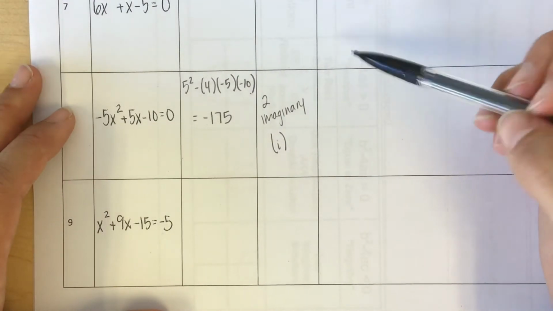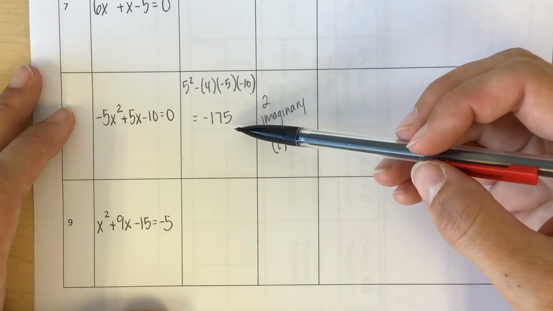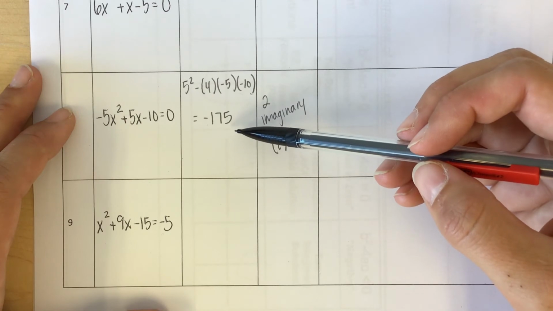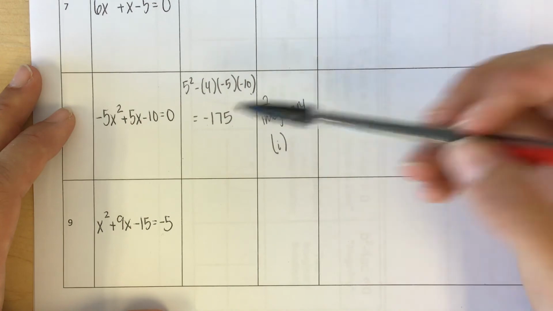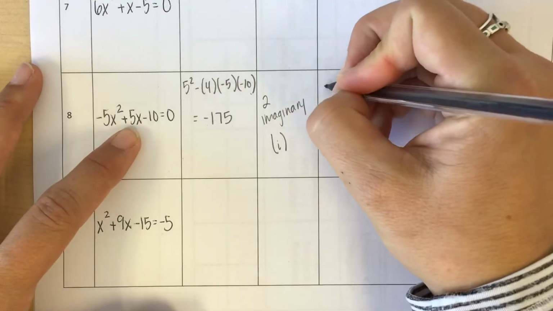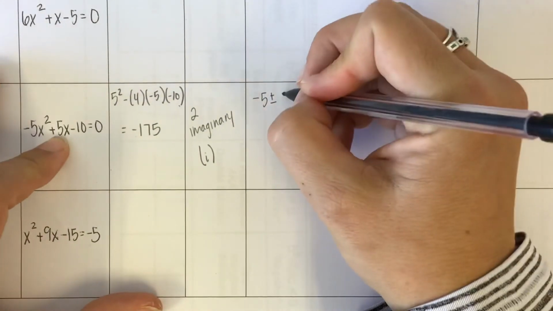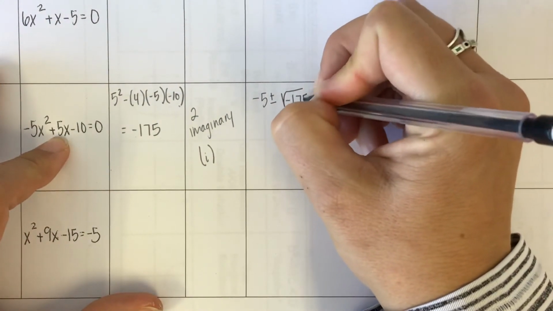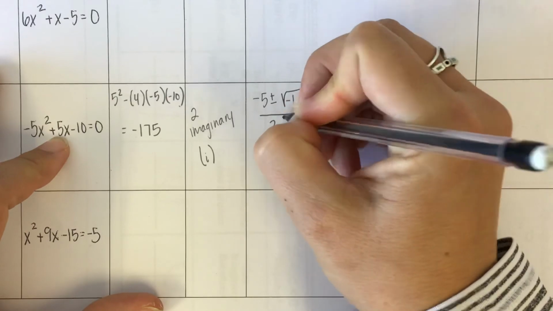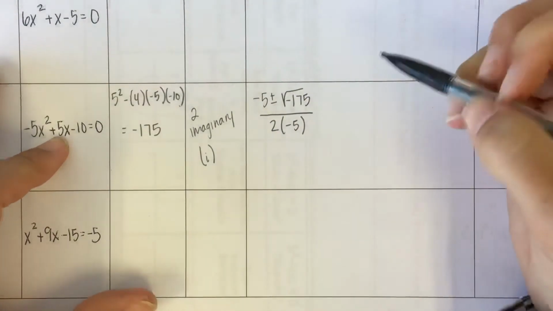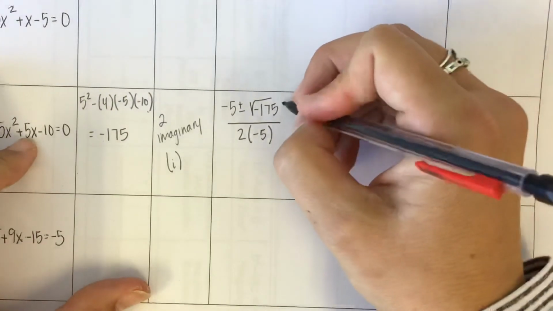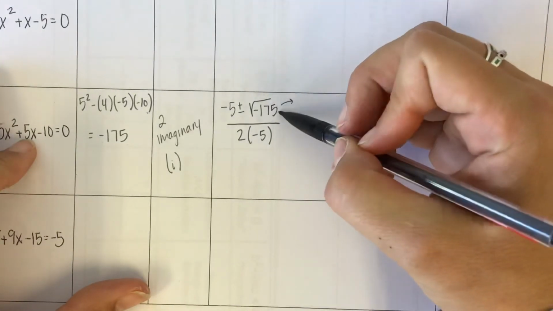Okay, so step 2, we're going to plug in our information into our negative b plus or minus square root of b squared minus 4ac all over 2a, so in quadratic formula. So negative b, so it's going to be negative 5 plus or minus the square root of negative 175 all over 2 times negative 5. Okay. Step 3 tells me I need to simplify this negative 175.